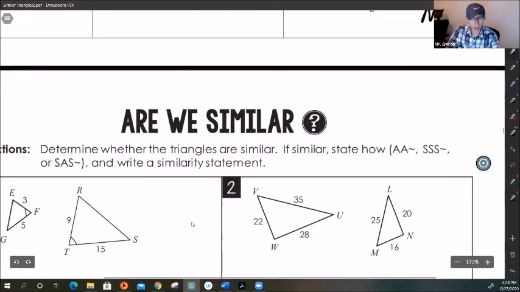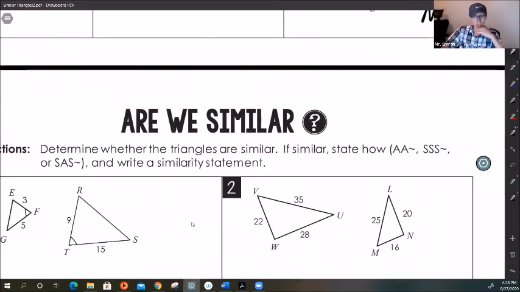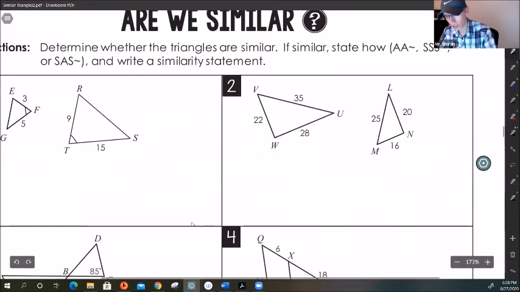Determine whether the triangles are similar. If similar, state how by angle similarity, side side side similarity, or side angle side similarity, and write a similarity statement. So if it's a yes, you'll tell me three things: yes, angle similarity, and then you will write down the similarity statement. You don't need to use the triangle sign there, but I will just give you a question.